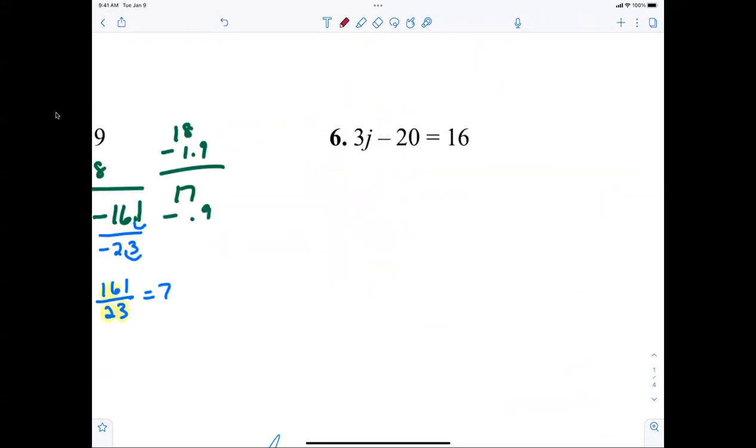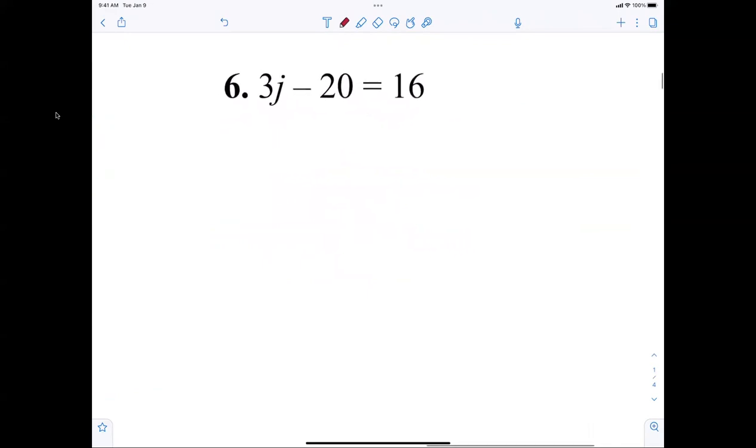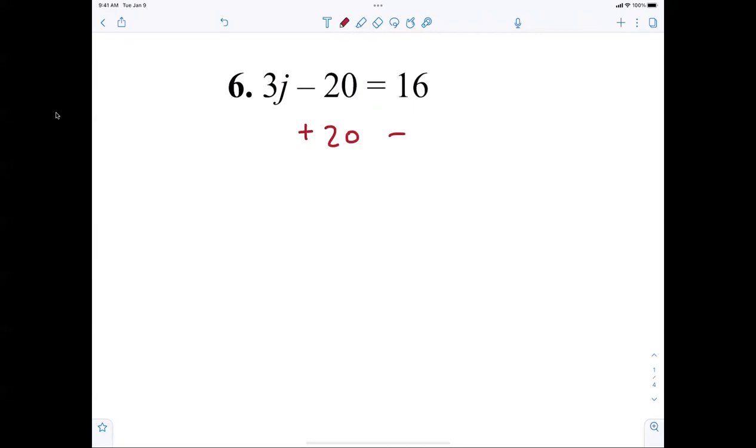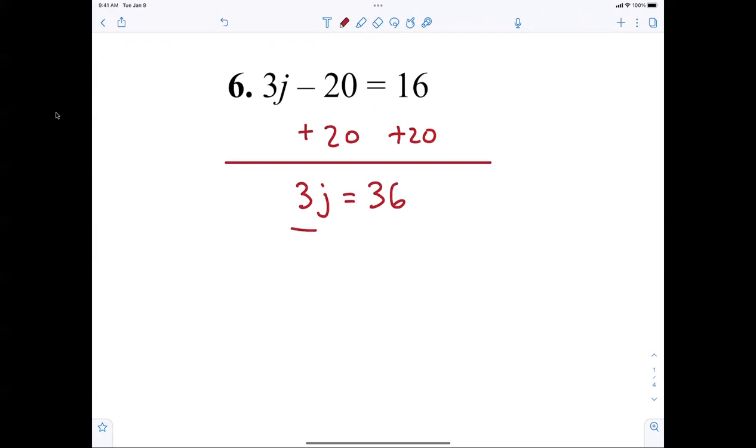Now let's check out number 6. All right, Noah, what do I have to do here? Add 20. Good. And what do I get? Good. Divide by 3. So J equals. That is it. That's all there is to it. J equals 12. Anybody have any questions yet?